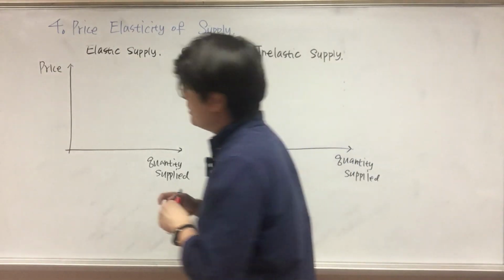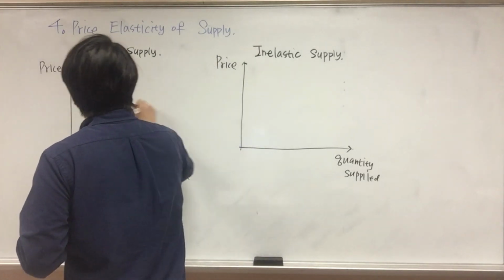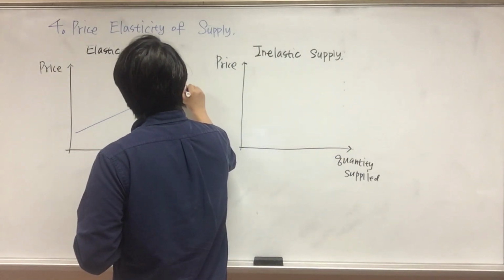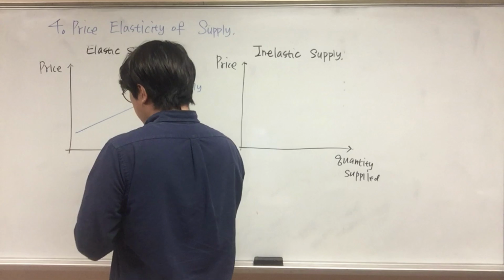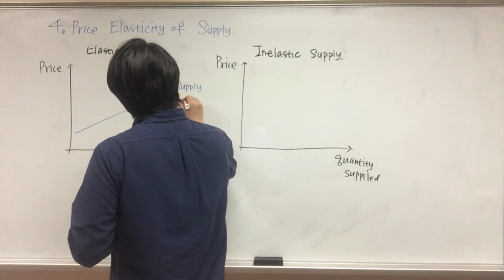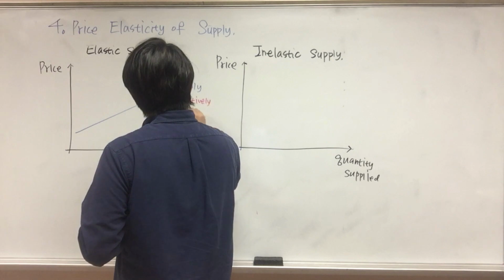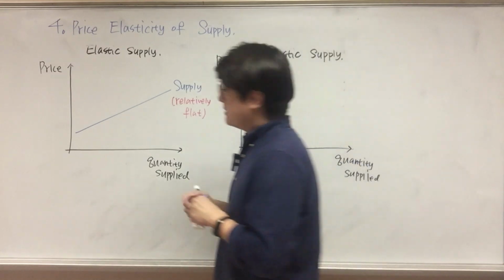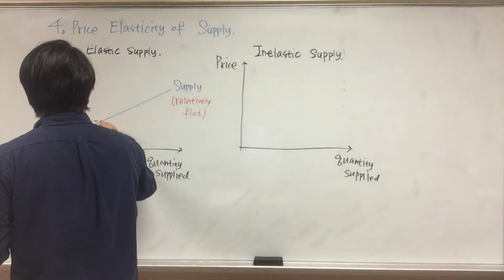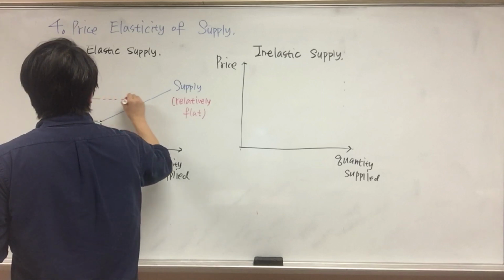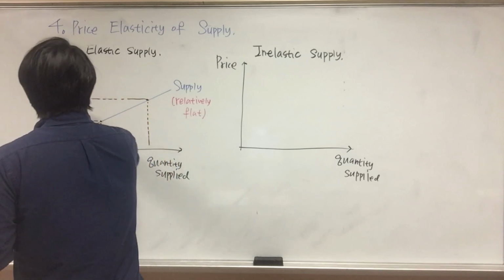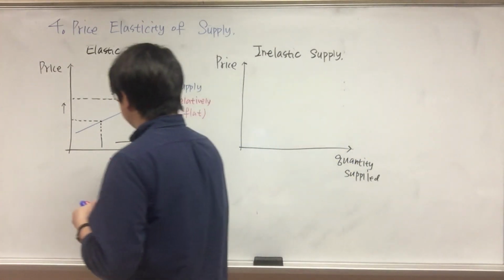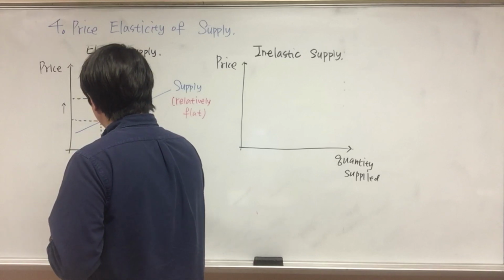Okay, so elastic supply is relatively flat. Do you agree? This one is the supply curve, and we can say it is relatively flat. So what happens if the price goes up? The price goes up, we have a big rise of the quantity supplied.